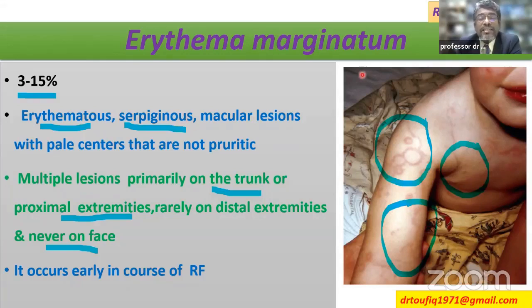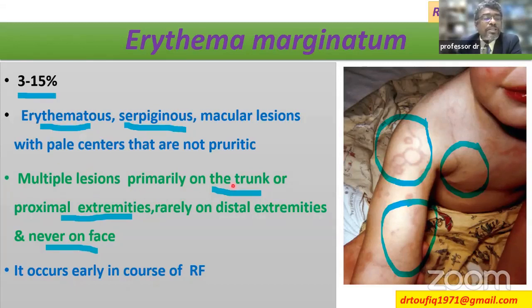That is a snake-like winding lesion. It is erythema, that is redness, a serpiginous macular lesion with pale centers that is not pruritic. It is not itchy, there is no itching, no allergy. And with pale centers, actually the macule type of lesion has a pale center: the margin is red, but the central point is pale.